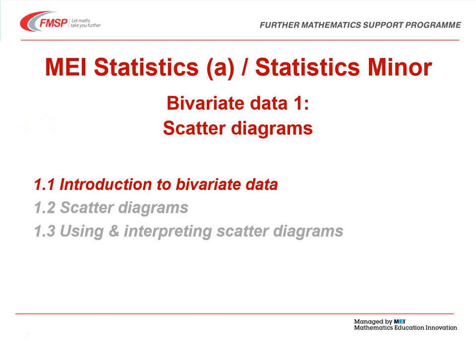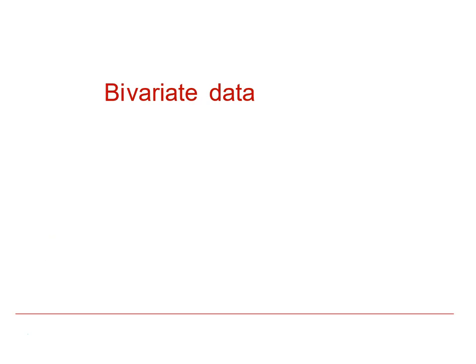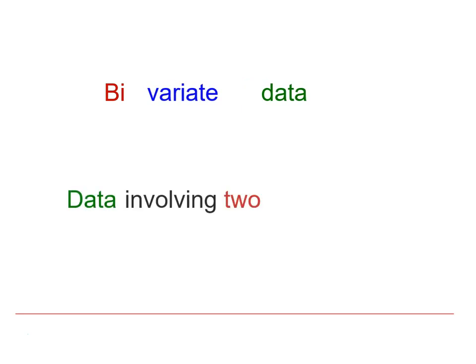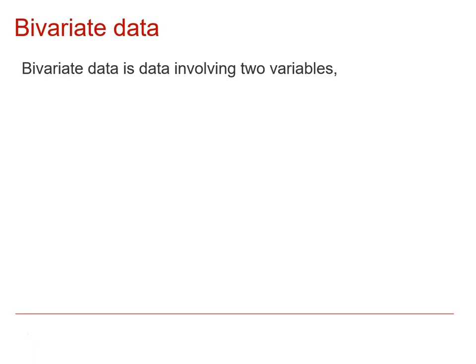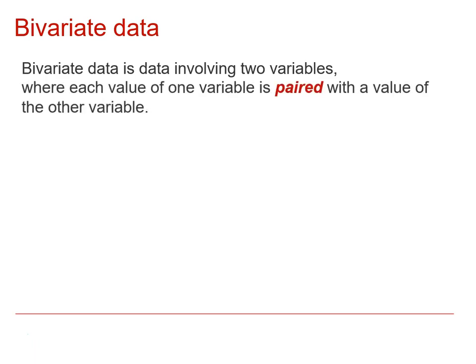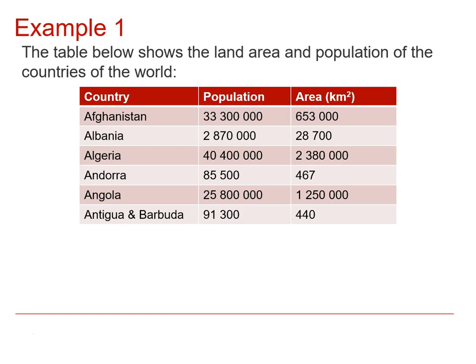This is MEI Statistics Minor, Bivariate Data 1, Scatter Diagrams, 1.1, Introduction to Bivariate Data. So the meaning of bivariate data can be seen by pulling it apart. It means data involving two variables. So bivariate data is data involving two variables where each value of one variable is paired with a value of the other variable. That can be best seen through an example.